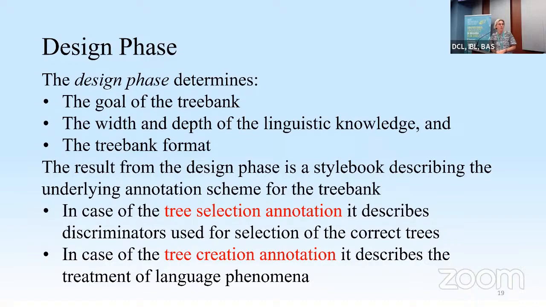describing the annotation scheme. In the case of tree selection annotation, it describes the discriminators used for the selection of the correct trees. So what happens here? I have a computational grammar, and it parses the sentences, and then all of a sudden you have, let's say, 100 candidates for a sentence.